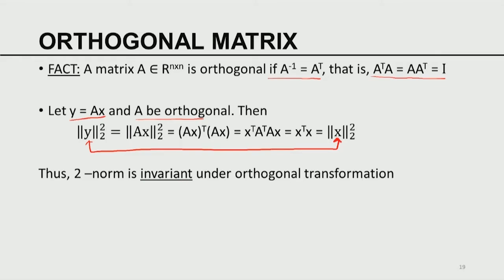If two vectors have the same norm, they lie on the same circle with radius norm of X. So if Y is another vector, Y also lies on the same circle with center at the origin and radius norm of X. This is equal to norm of Y, and we first saw that norm of Y is equal to norm of X. So what does this mean?